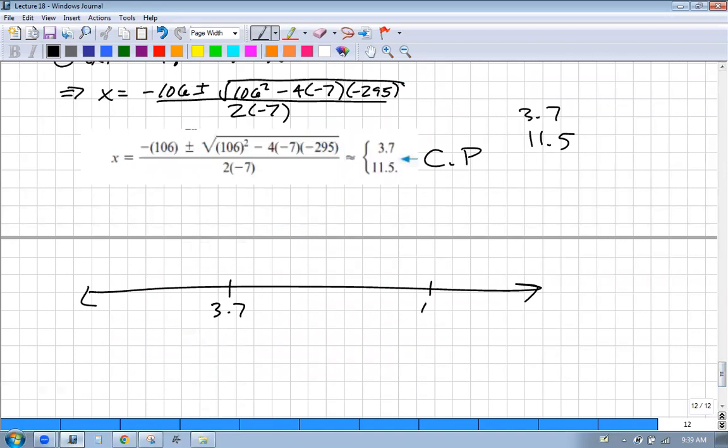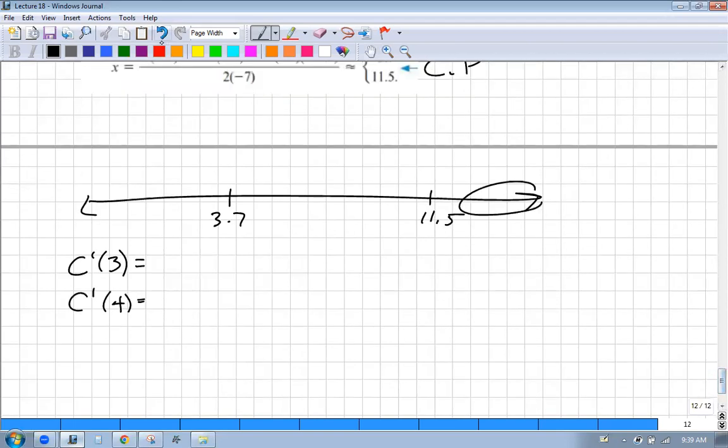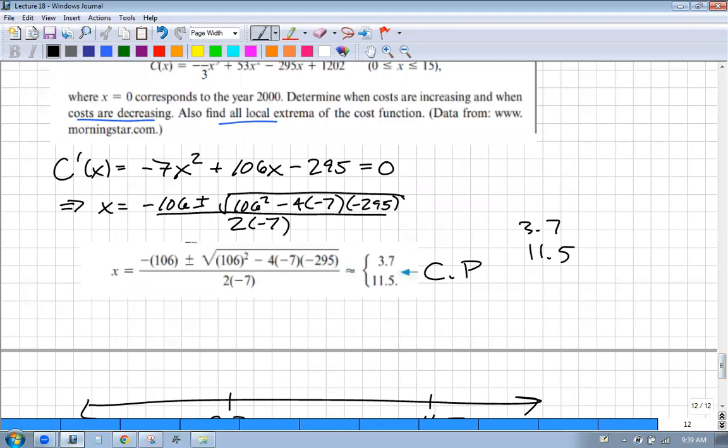3.7 and 11.5, right? So now we just need to pick out some test points, right? Like we would look at C prime of say 3, see if this is positive or negative. Pick out something in here. We might pick out like the number 4, and then pick out something over here, maybe like 12, and see if these are positive or negative, right? So replace that and then see what you get.